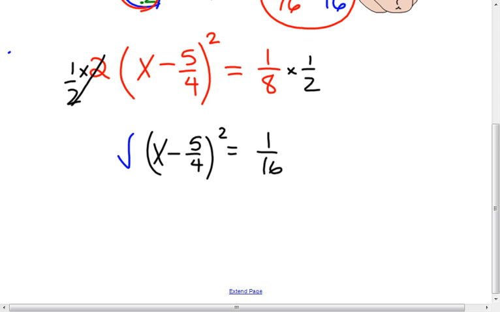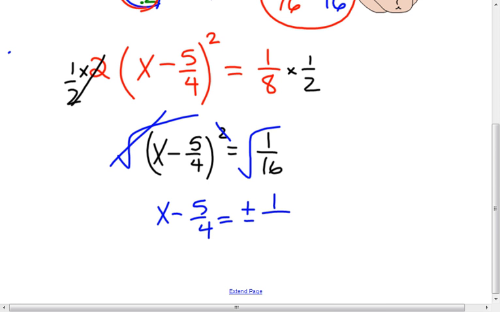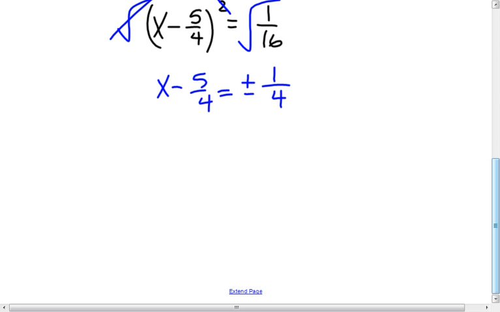Square root both sides. Those cancel each other out. And I have x minus 5 fourths equals. Don't be freaked out by this fraction. Again, you need the plus or minus, but the square root of 1/16 is really the square root of 1, which is 1, over the square root of 16, which is 4. Okay, we're almost there. I add 5 fourths.